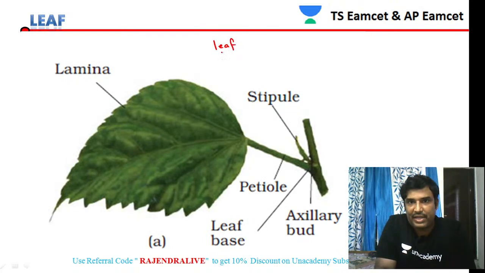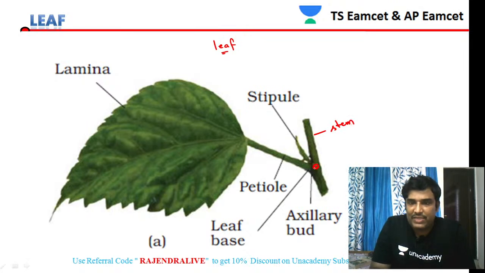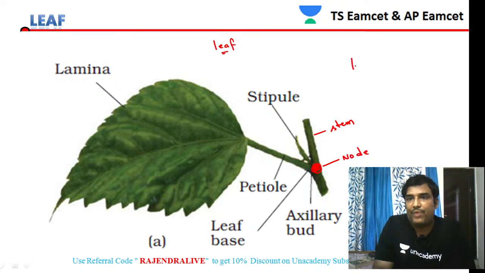You can see a typical green leaf. If you see this green leaf, here you can see this part. This part is a stem. On this stem, at a specific location, this particular location is called a node. So generally, a leaf arises on a stem.